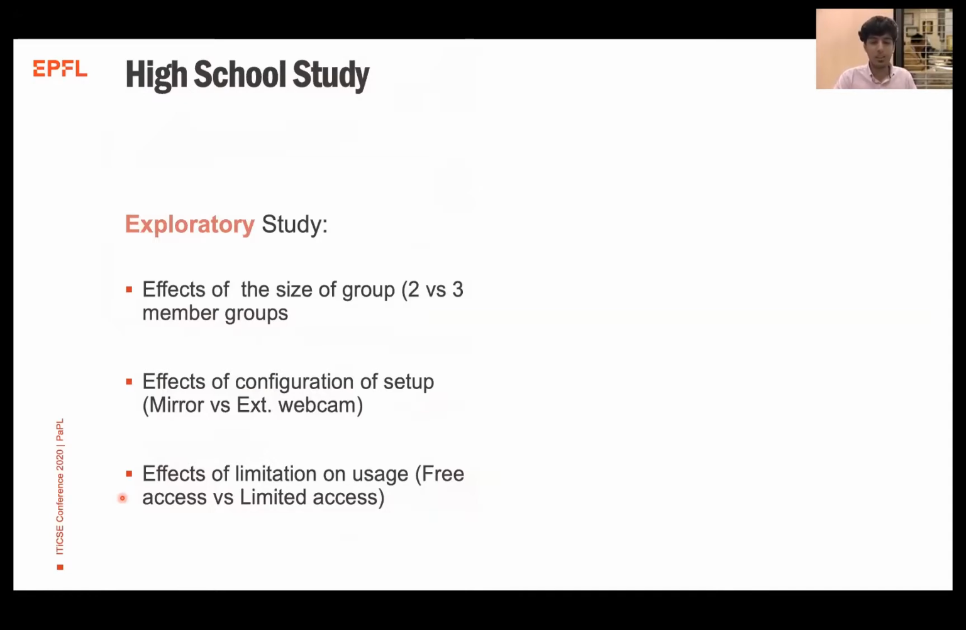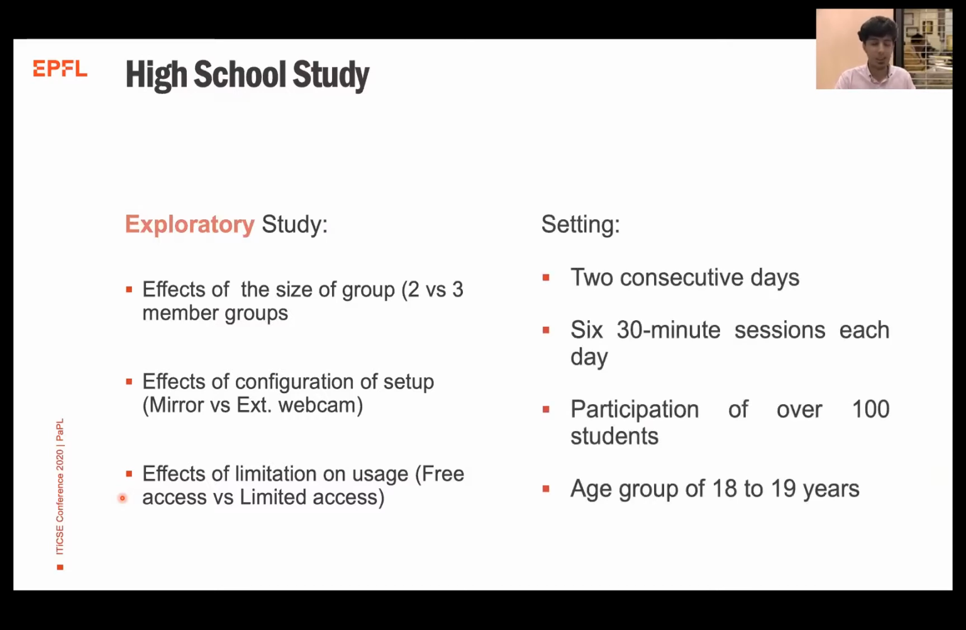So the groups were either allowed to have free access to all tiles or had an equal number of tiles distributed amongst the members, where they could use only the ones they held in possession to program the robot. This was done over a course of 2 days in 6 sessions lasting 30 minutes each. And we saw a participation of over 100 students.